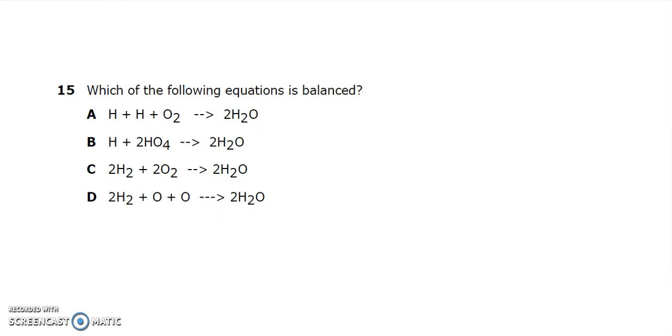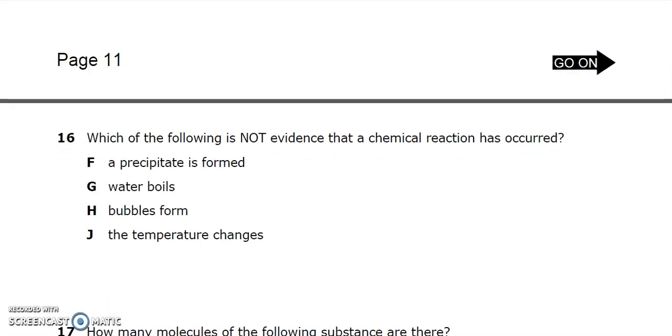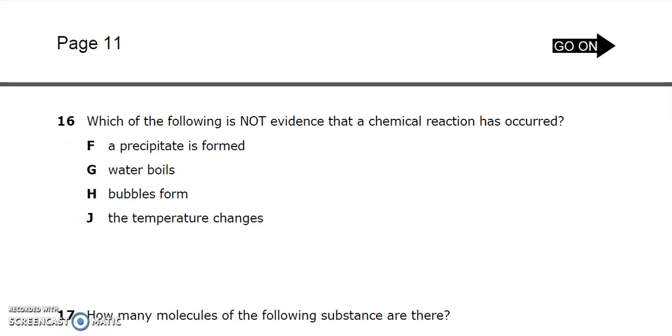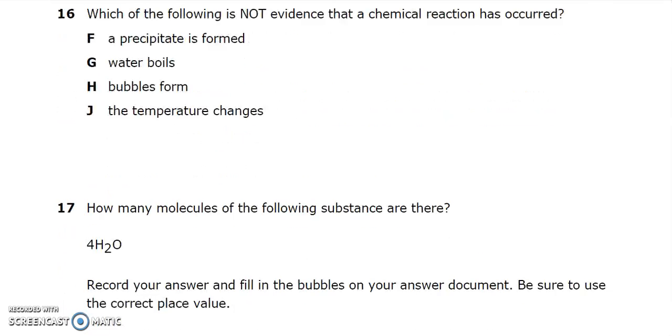Number 15. Which of the following equations is balanced? A, B, C, or D? Number 16. Which of the following is not evidence that a chemical reaction has occurred? F, a precipitate is formed. G, water boils. H, bubbles form. Or J, the temperature changes.